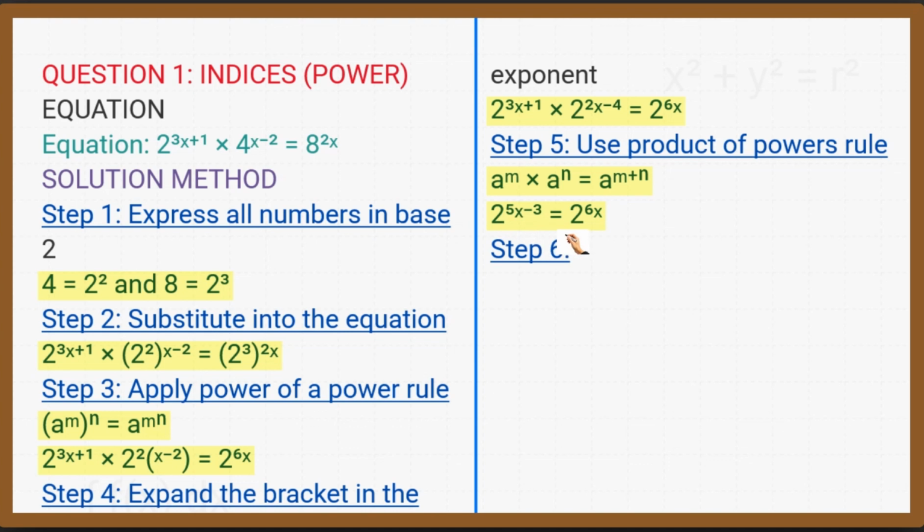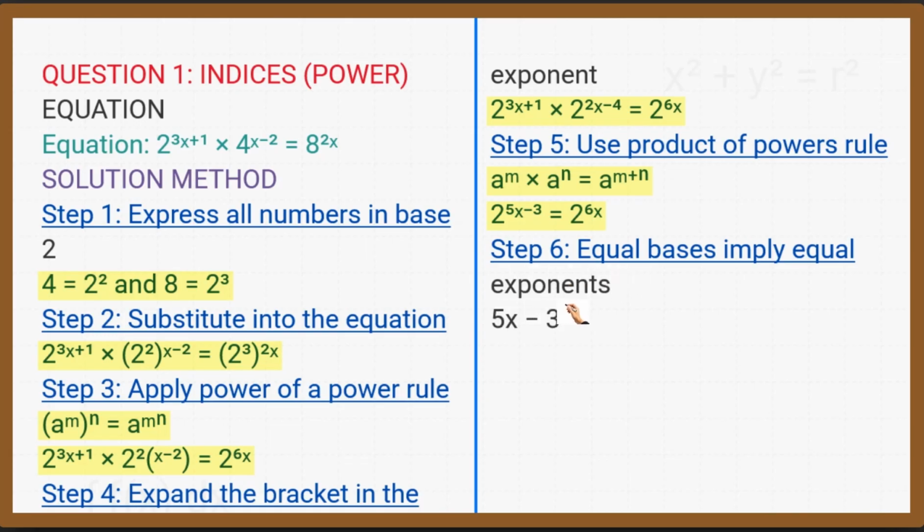Step 6. Observe carefully, students. Both sides have the same base, which is 2. According to the law of indices, if a to the m is equal to a to the n, then the exponents must also be equal. So we equate the exponents. 5x minus 3 equals 6x.